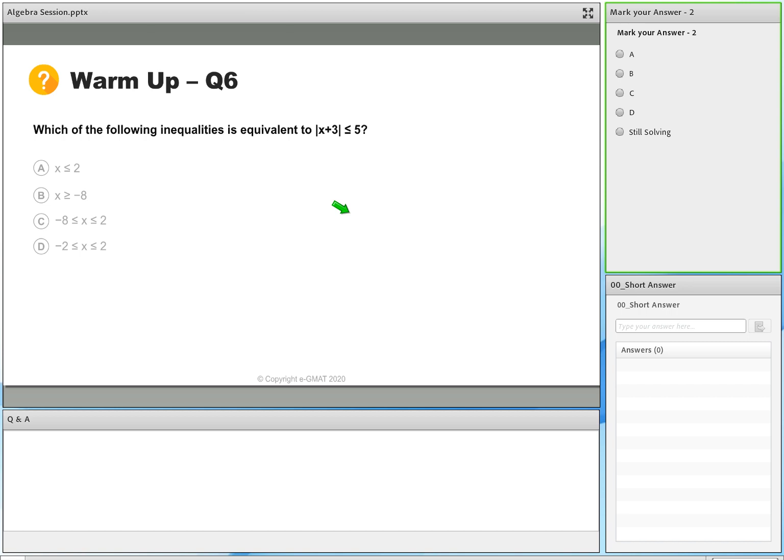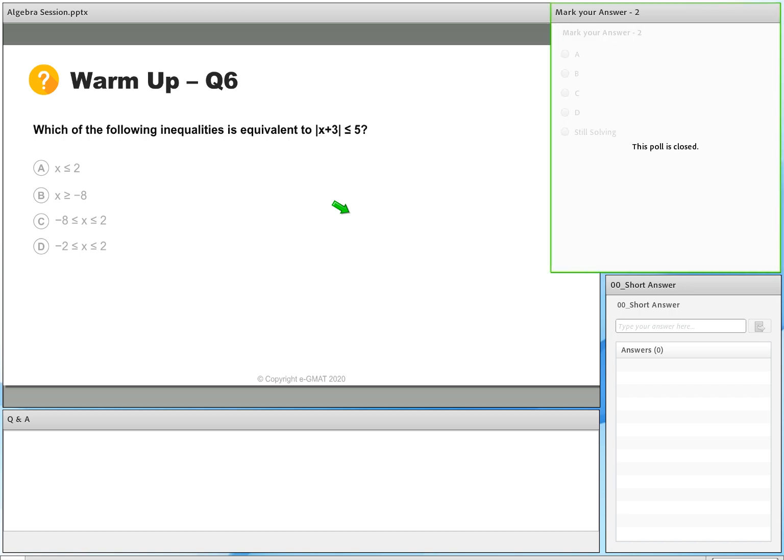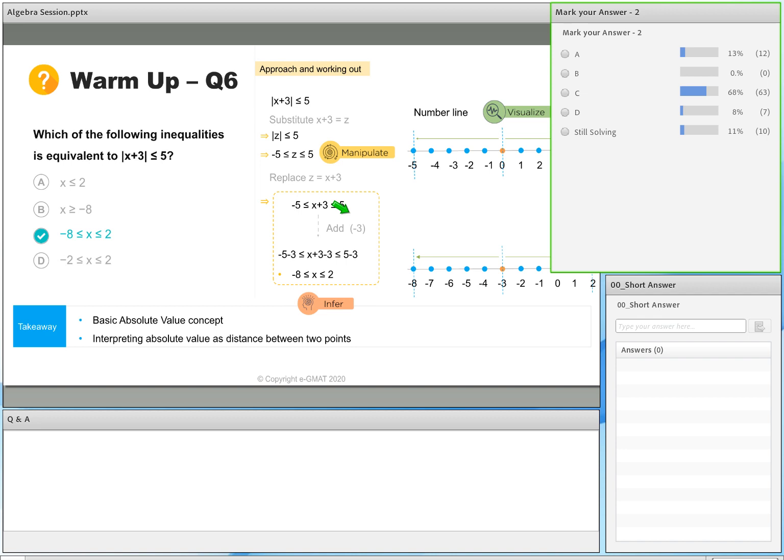Ending the poll in 5 seconds. Okay. Let's see the results. Well, a good majority went with C, and congratulations, that is the correct answer. So 68% of you got this right.